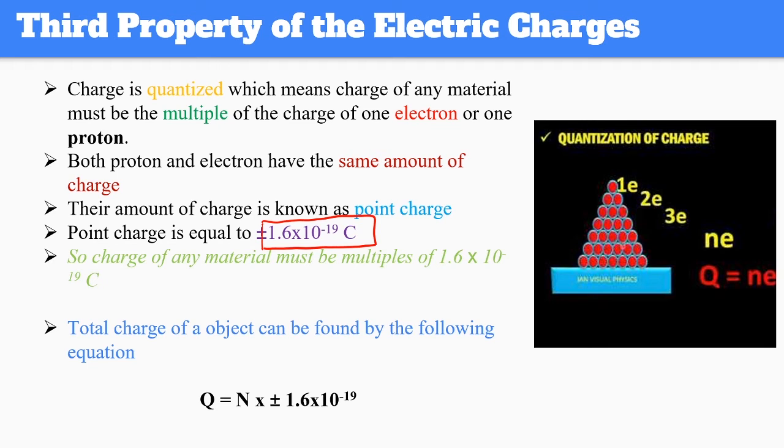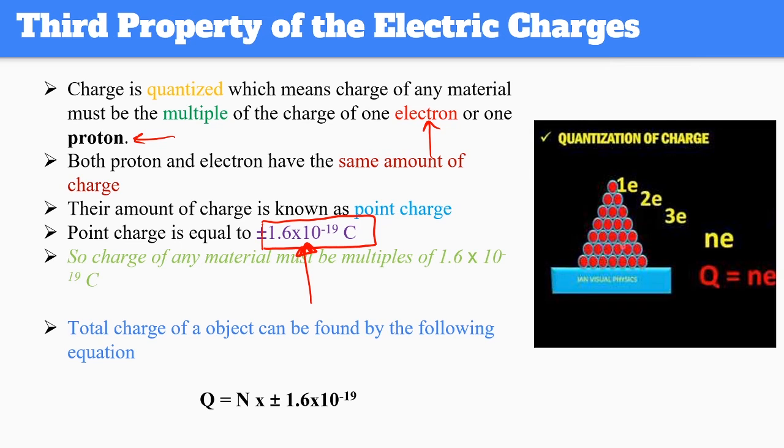So for electric charges, this is the charge of an electron or the charge of a proton, because they have the same amount of charge. And this charge is, again, this guy. So that's why the smallest charge that you can have is the charge of one electron or one proton. And the charge of this guy is 1.6 times 10 to the power of negative 19.